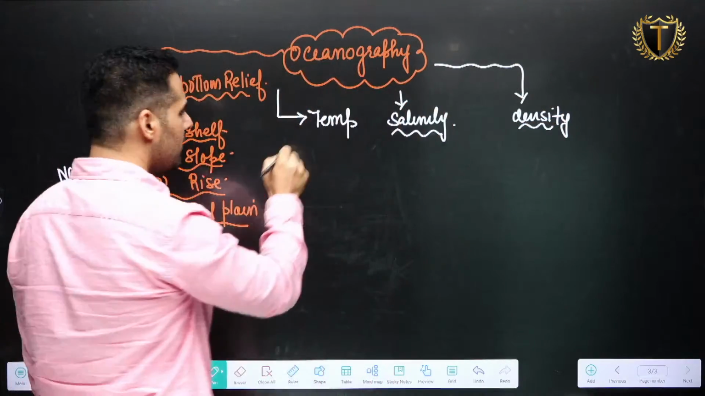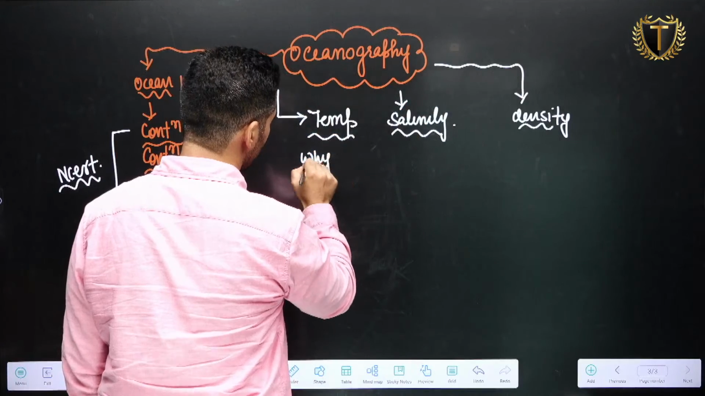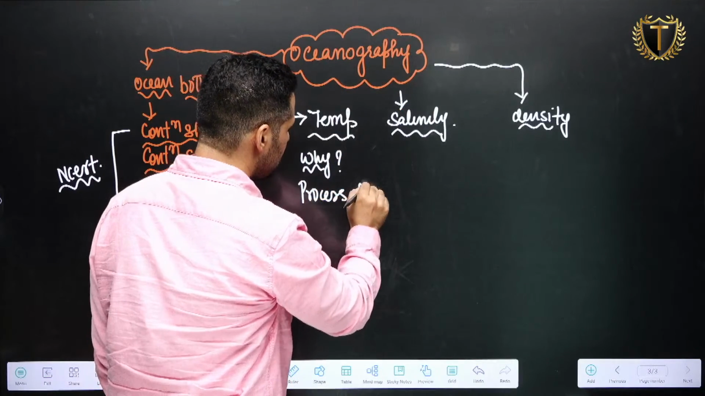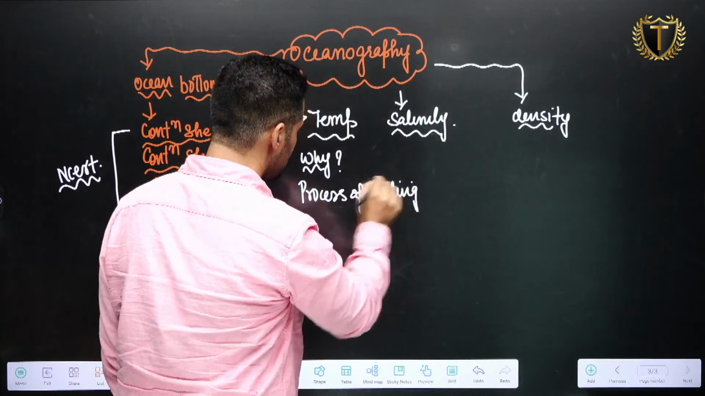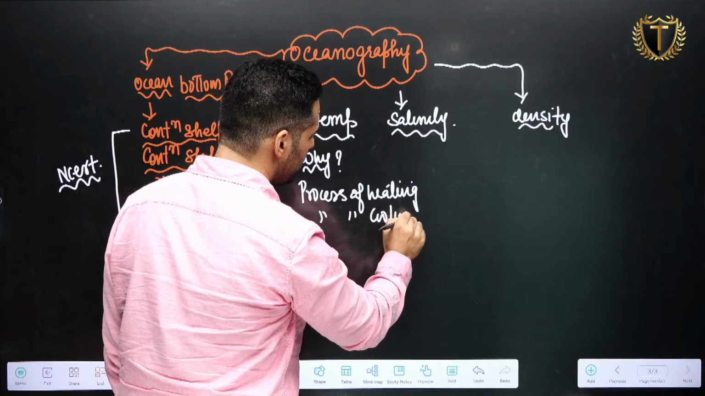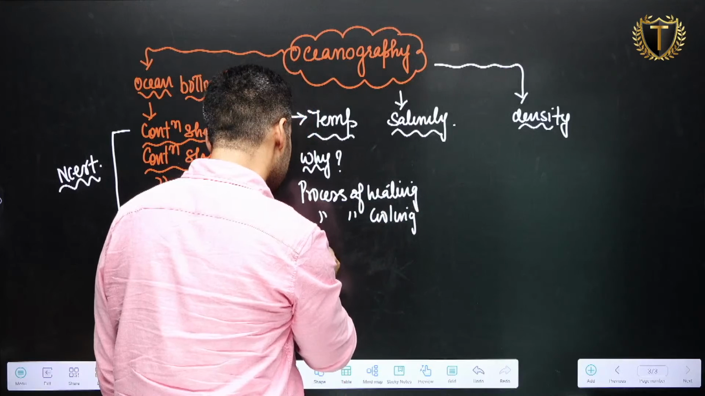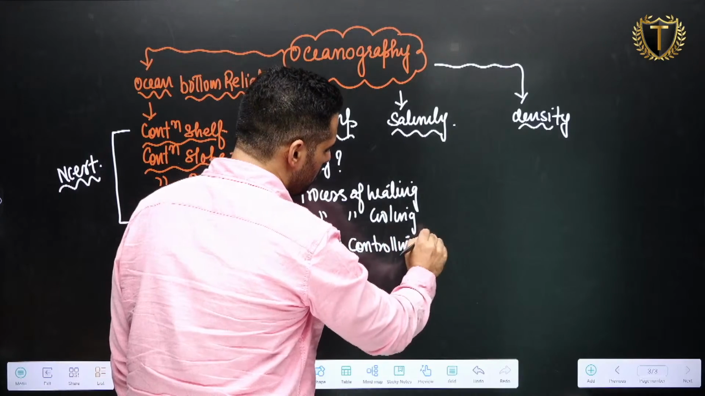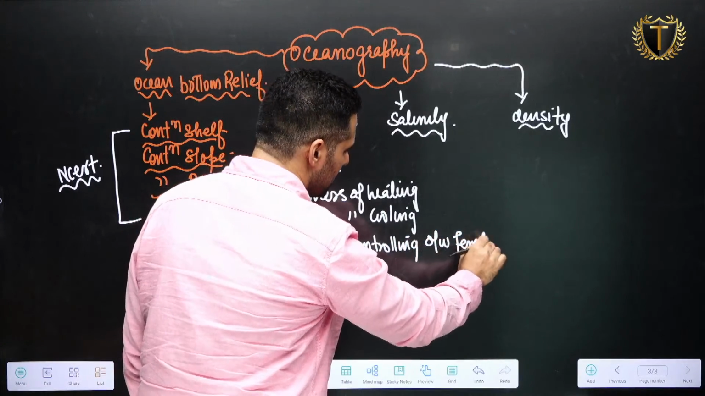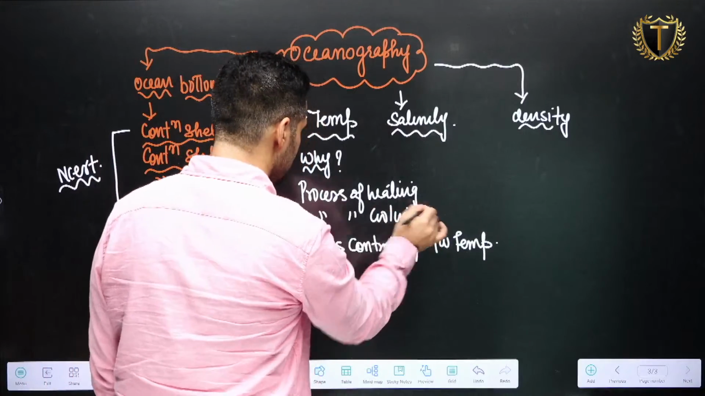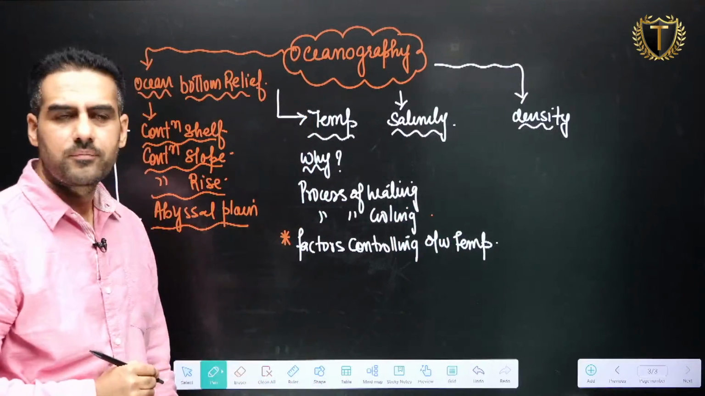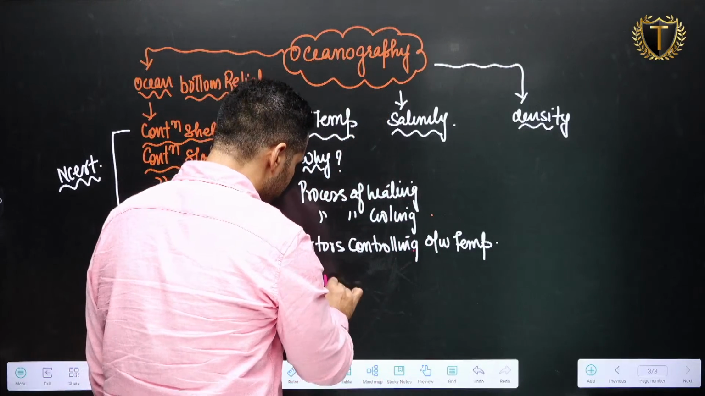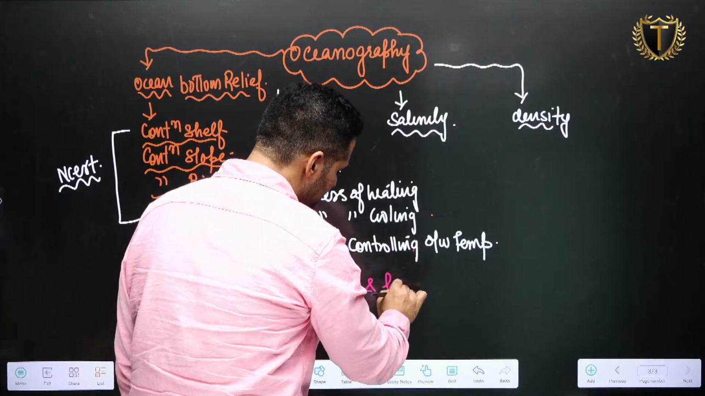What you have to study here: why ocean water temperature is important, what is the process of heating of ocean water, what is the process of cooling of ocean water, and what are the factors controlling ocean water temperature. Now for prelims this becomes important. From these factors they can ask you any question. Then we have to focus on another part, which is the vertical and horizontal distribution of temperature.